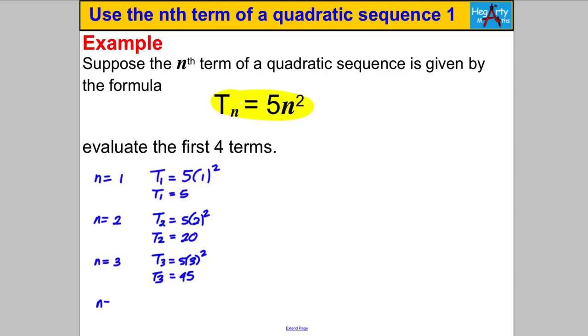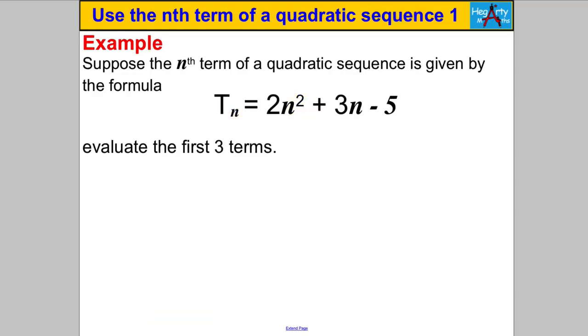And finally, we're going to work out the fourth term as requested, T4, that's 5 multiplied by 4 squared. Now remember, 4 squared is 16, and 5 multiplied by 16 is going to give us 80. So T4 is equal to 80. They are the first 4 terms. First term, second term, third term, fourth term, and we're done. Let's have a go at another one. Pause the video, have a go at this.